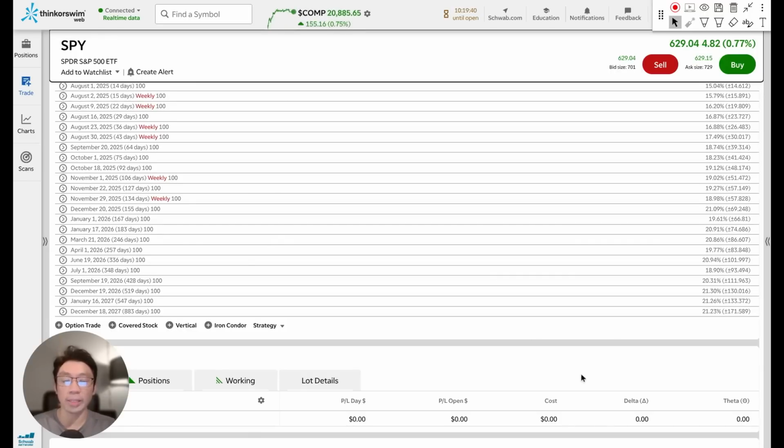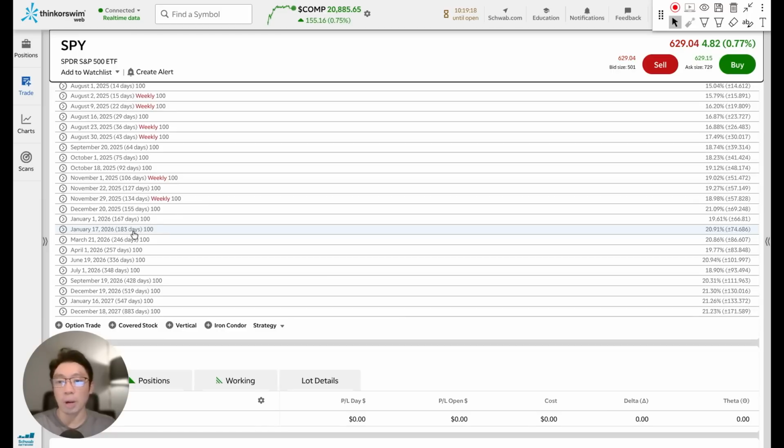Now, the next way that you can trade LEAPS with a small account is to modify the DTE a little bit. That means to say, instead of going for the very far out DTE like 800 plus days, you want to go to a shorter term.